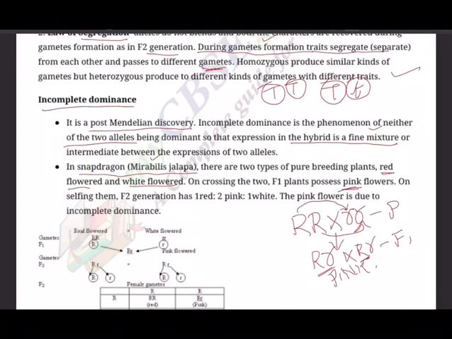This is the new character, new variety. Why is this pink color coming? The pink color is appearing because this dominant gene is no more dominant. It is only incompletely dominant, meaning something like 75%, and this small r is able to express the remaining 25%. So that makes the new variety that is formed. So on crossing the 2, F1 plants possess pink flowers, as I said. On selfing them, the F2 generation has 1 red, 2 pink, 1 white, 1:2:1. The pink flower is due to incomplete dominance.